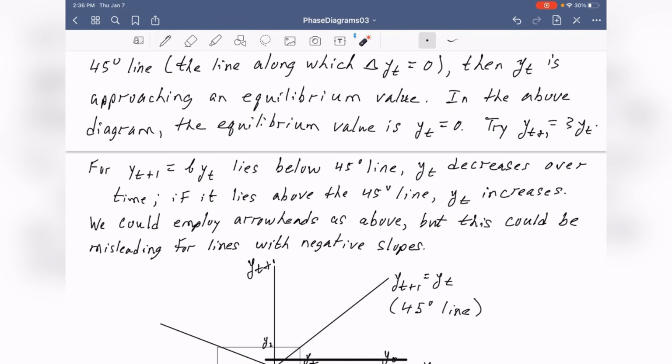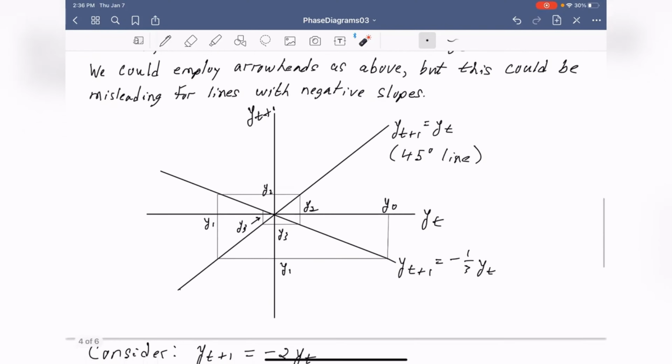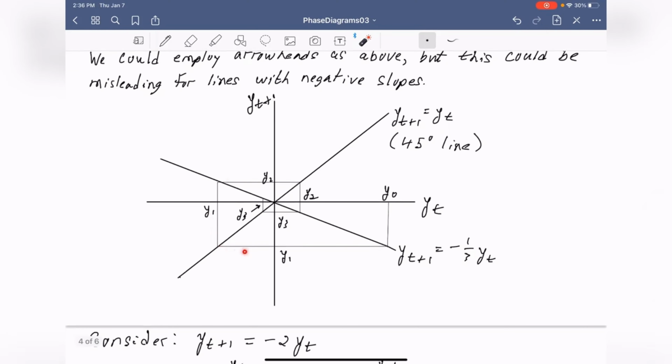So let's pick any line yt+1 equals byt. As long as it lies below the 45-degree line, yt decreases over time. If it lies above the 45-degree line, yt will increase over time. We could employ arrowheads on the movement as we did above, but this could be misleading for lines with negative slopes. So as a result, we tend not to do that, and we tend to work with, for example, here we have a cobweb kind of situation. So here again, we draw yt+1 equals yt, which is your 45-degree line.